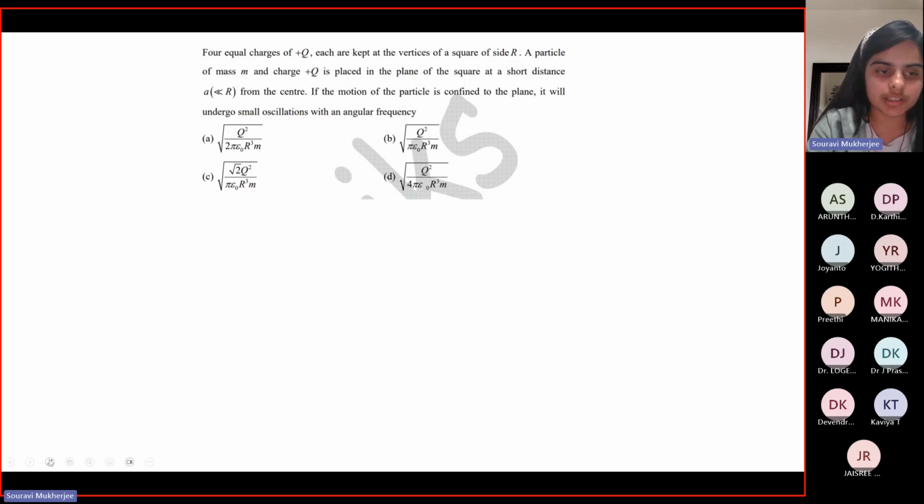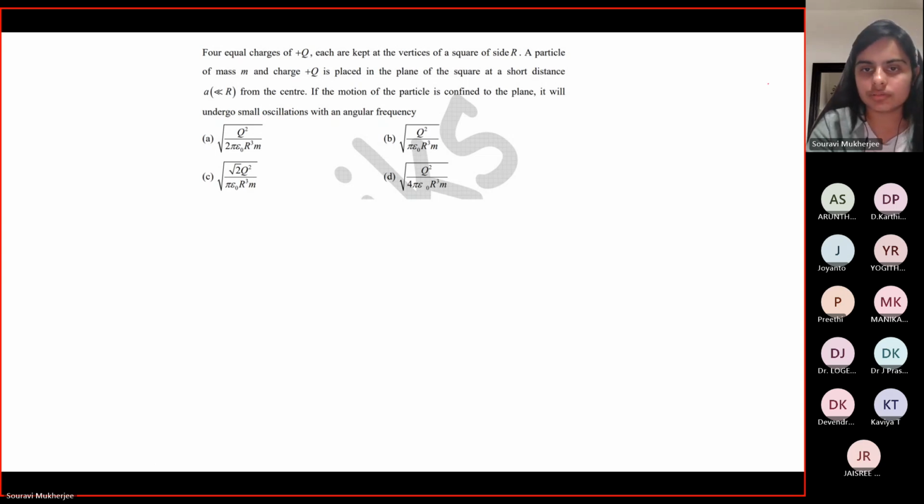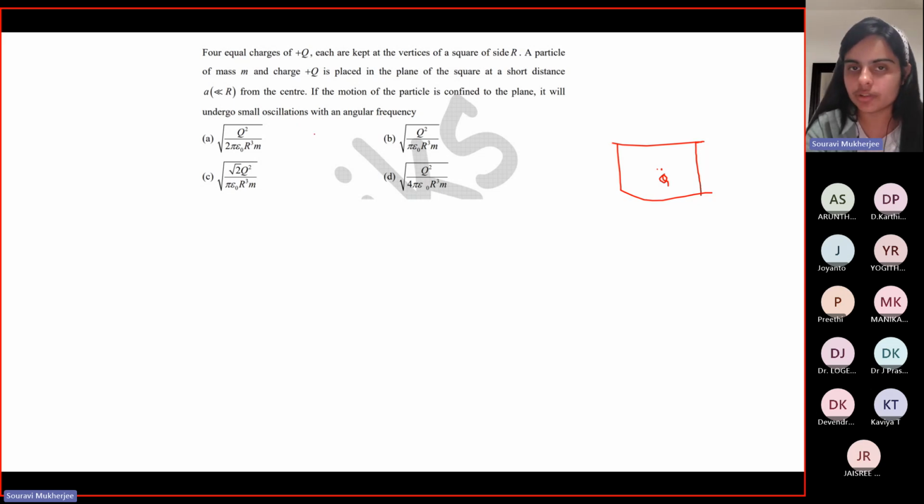So the question says that you have some square. So this is in no way a square, but consider this to be a square. So now you have charges on these 4 vertices, right? And somewhere at a little distance from the center, here, you have a plus q charge, right? So you have the plus q charge somewhere here at a distance a from the center. Now it is said that there'll be some oscillations with the angular frequency and you have to find the angular frequency. So how to do that?